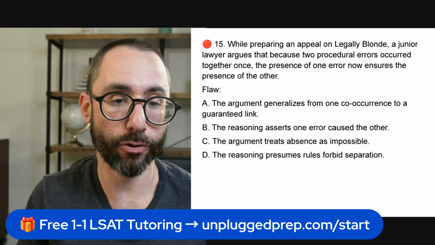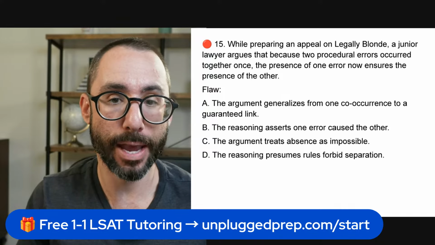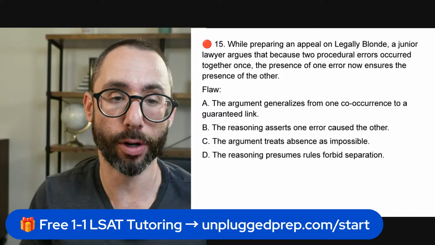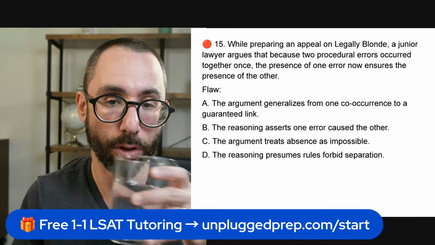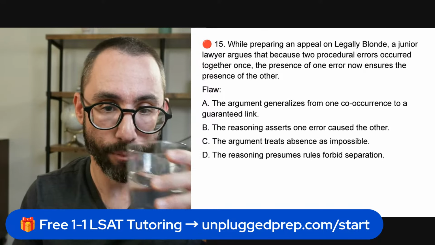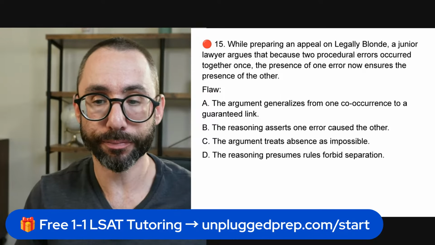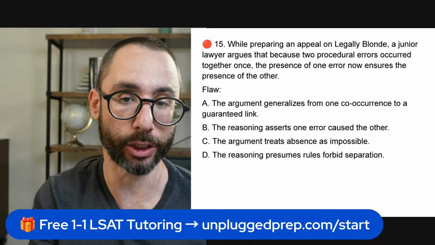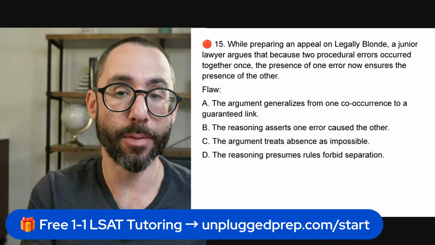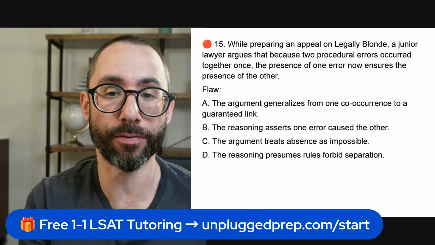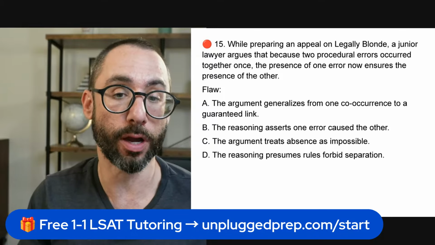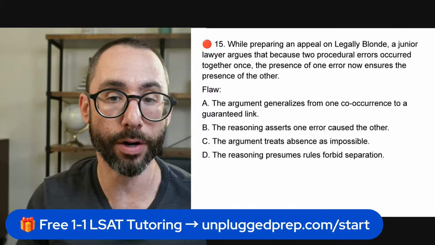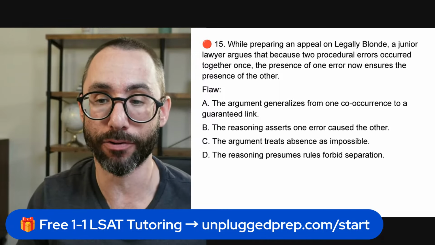When you have your answer, please drop it in the chat, A, B, C, or D. If you're not sure, just drop a question mark, but do commit to an answer. So two things occurred together. That is a correlation or association. Then they are concluding that the presence of one ensures the presence of the other. That is, of course, assuming a causal relationship, meaning the answer is A, generalizing from one to a guaranteed link. The answer is in fact A.